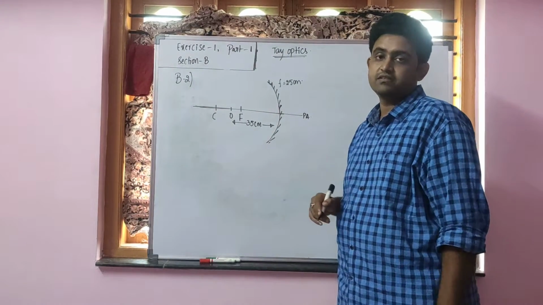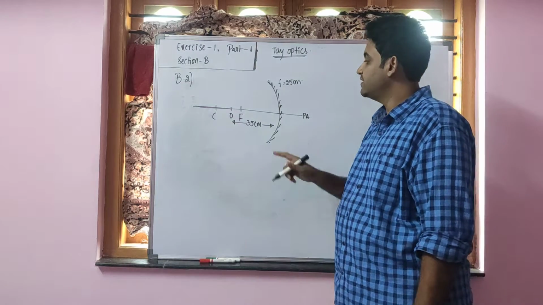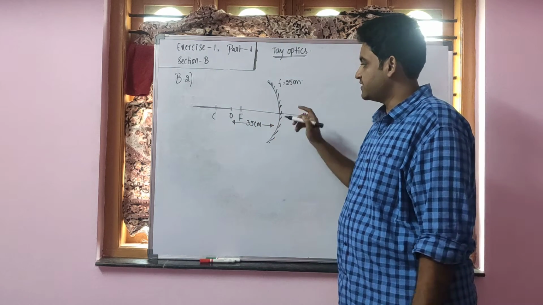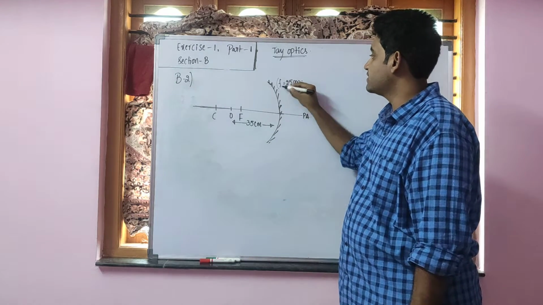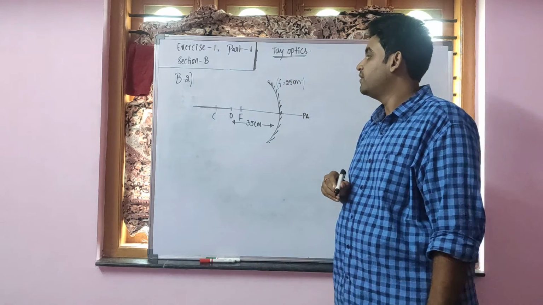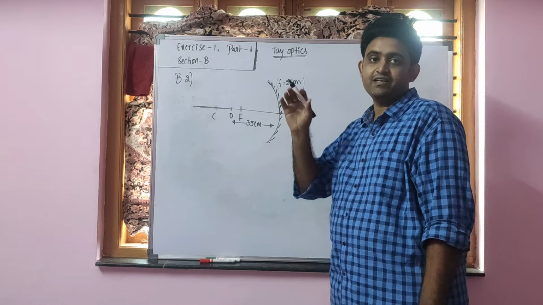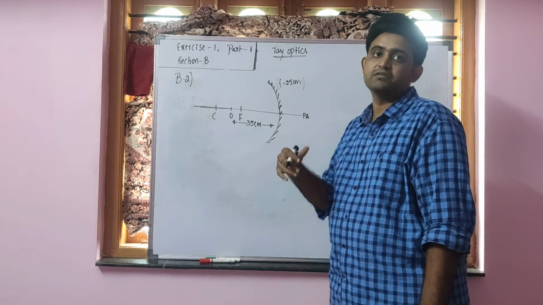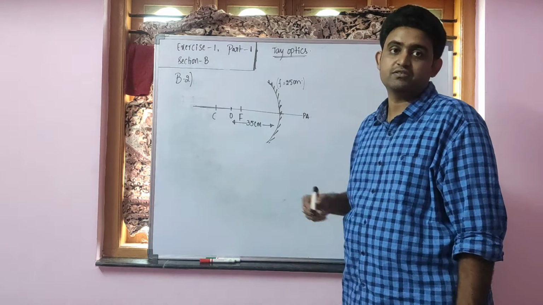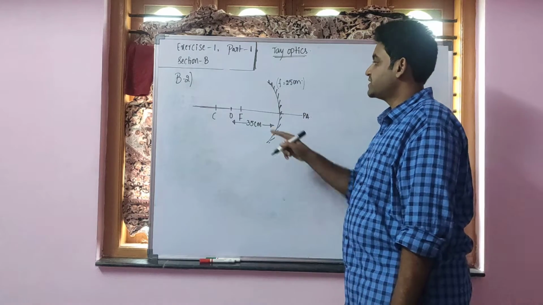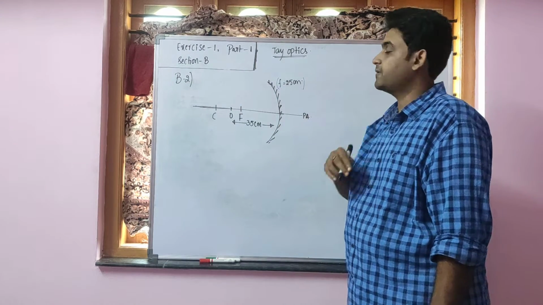The situation given in this question is there is a point source which will be the object for us. It is kept at a distance of 35 centimeters from the pole of a concave mirror whose focal length is 25 centimeters. The question asked is where we have to keep a plane mirror so that the final image formed by the plane mirror coincides with the object, which is the point source.